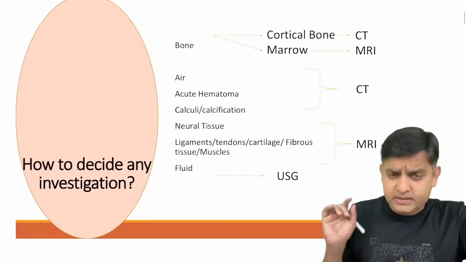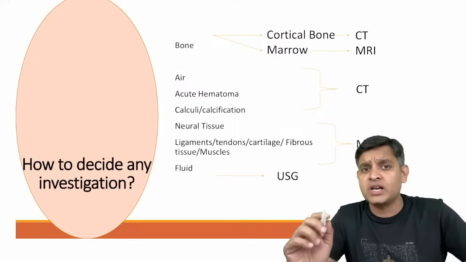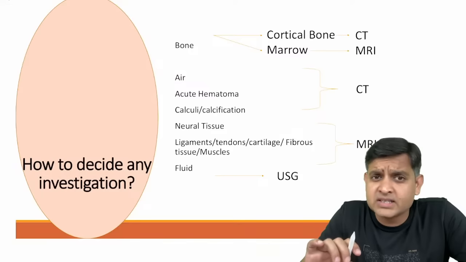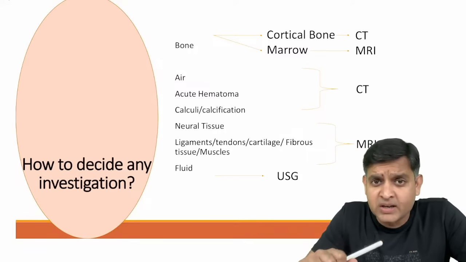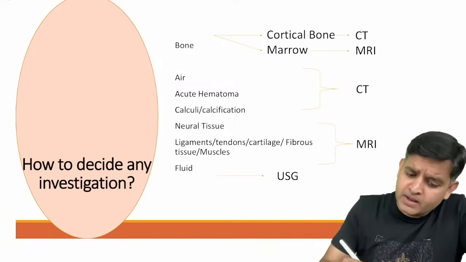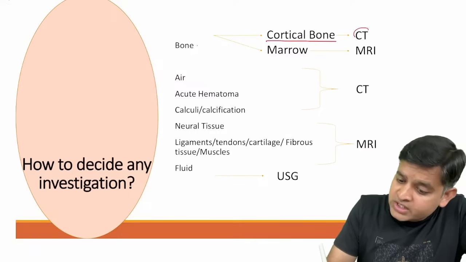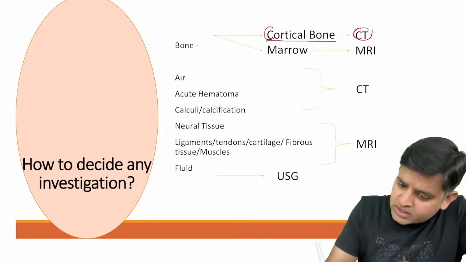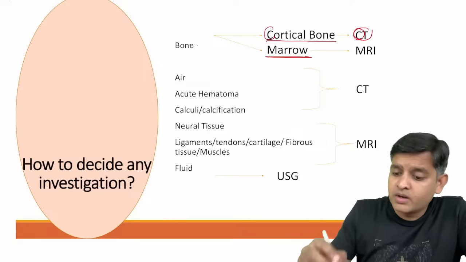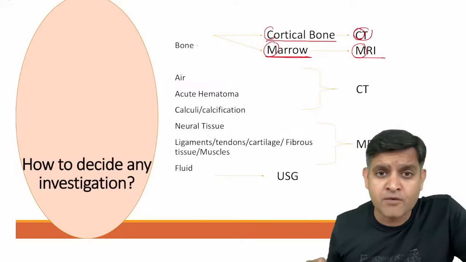The second important chart that I want everybody to remember is how to decide any radiological investigation. The fundamental point is that radiological investigations are not decided on the basis of diseases. They are decided on the basis of the tissues that you are looking at. For example, if you are looking at the cortical part of the bone, you will do a CT scan. C for cortical bone, C for CT. Whereas if you are looking at the central spongy part of the bone, which contains marrow, you will do MRI. M for marrow, M for MRI.